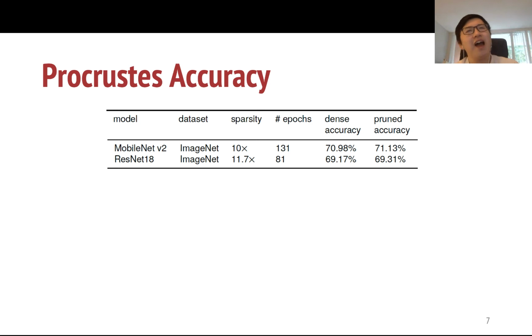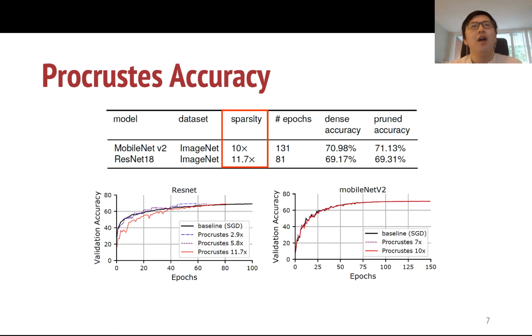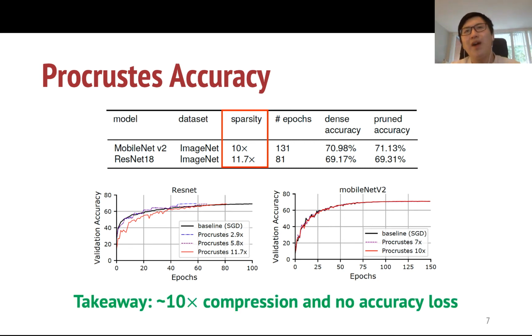You may wonder about the accuracy impact of the proposed algorithm adaptation techniques. We have trained MobileNet version 2 and ResNet 18 on ImageNet and achieved an order of magnitude weight reduction on those models. Based on our validation curve, we can see that neither accuracy nor convergence time is compromised compared with the dense SGD baseline. The takeaway is that our adapted algorithm achieves around 10x compression without loss of accuracy.